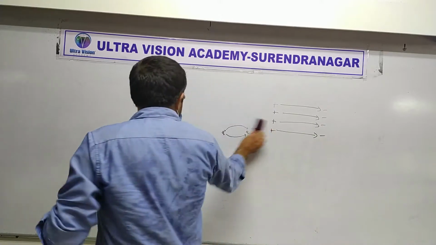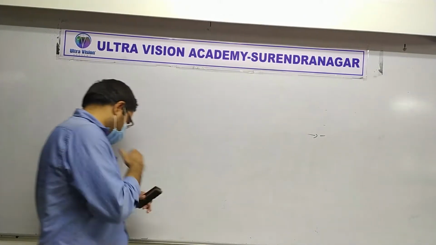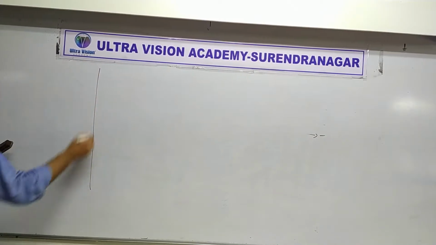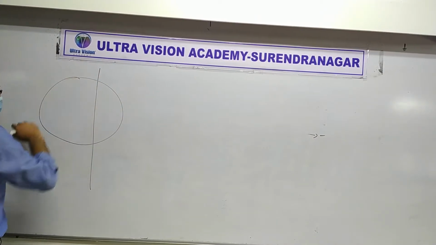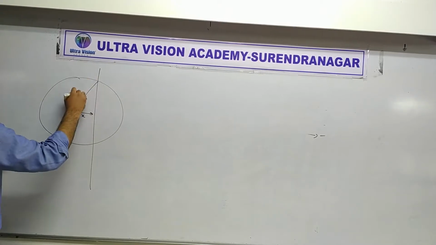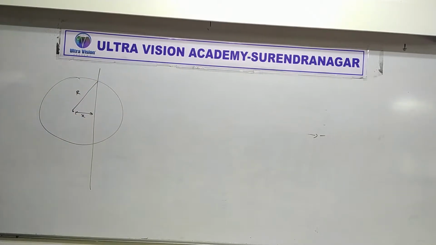Let's continue solving that. So we have got a sheet here, and this is that circle, or a sphere actually, right? This distance x, this distance is r, radius. Okay. Paper setters are very clever.